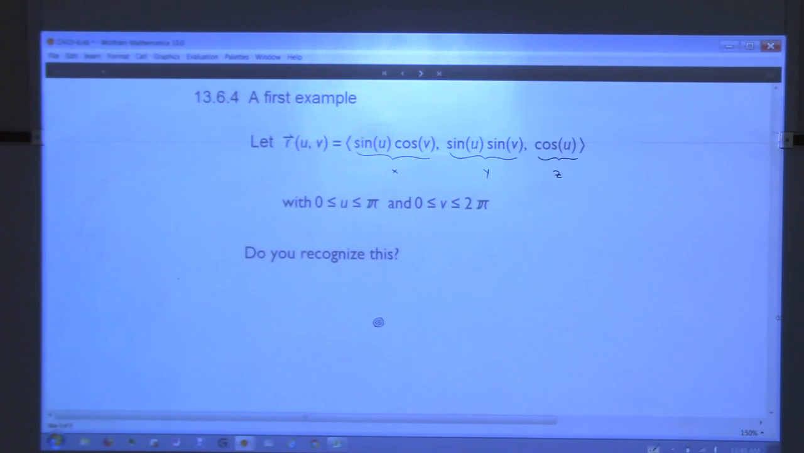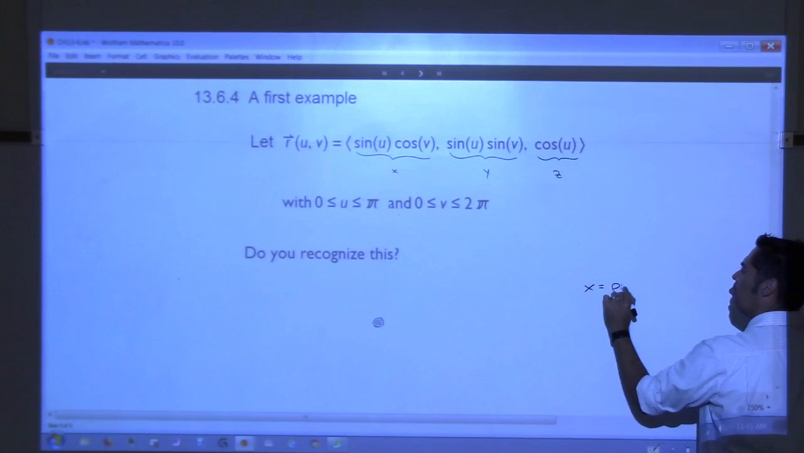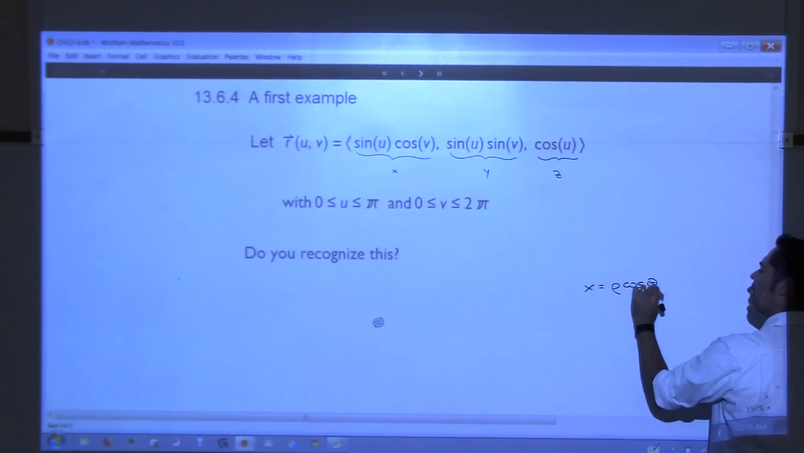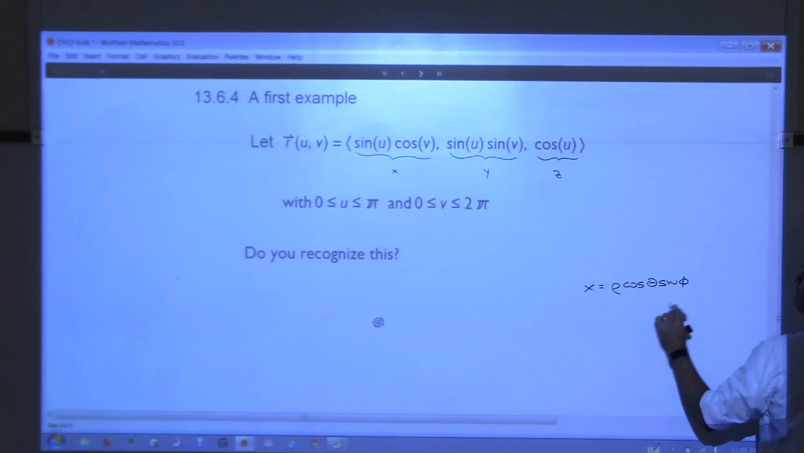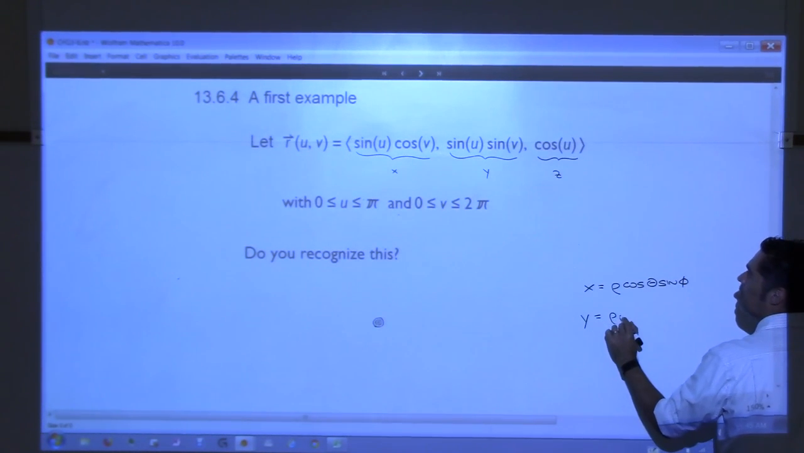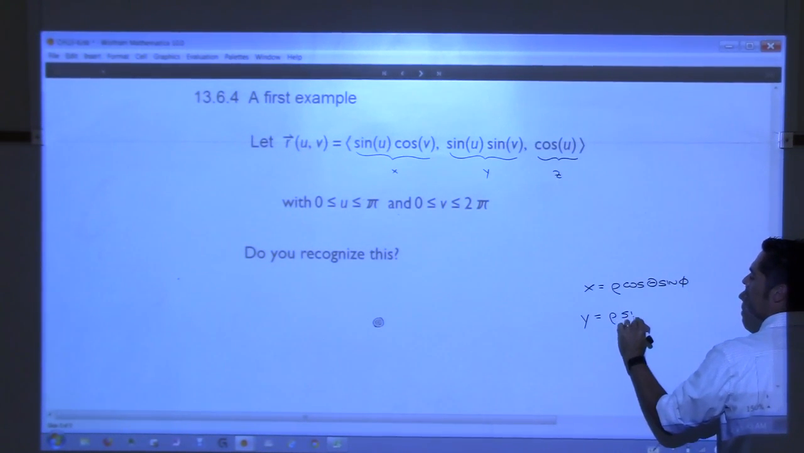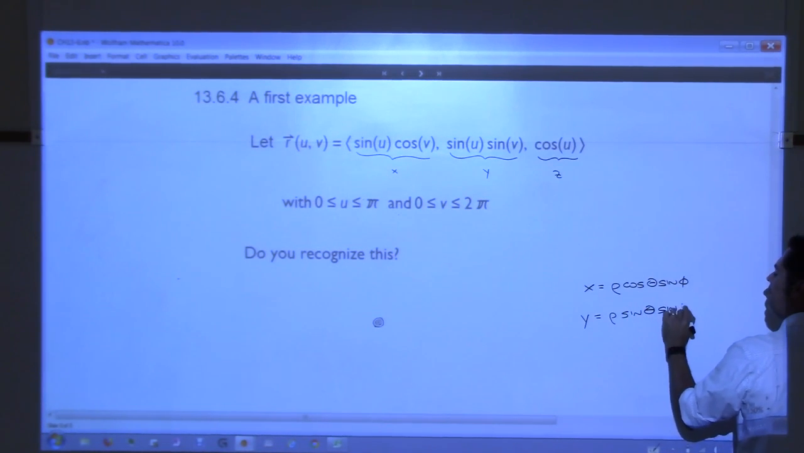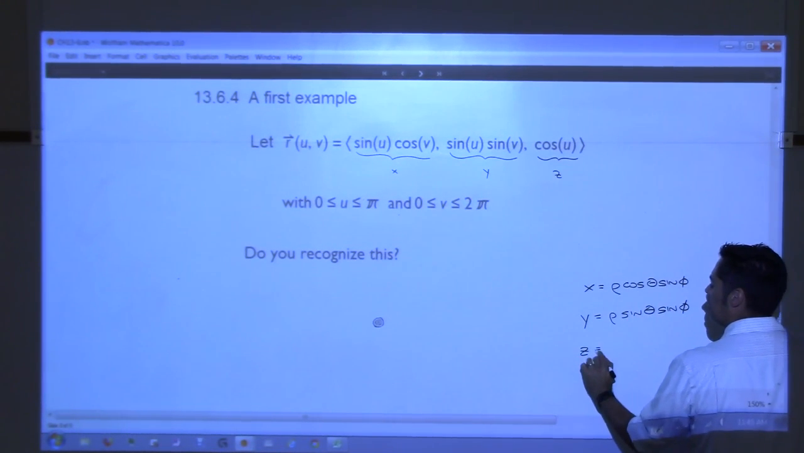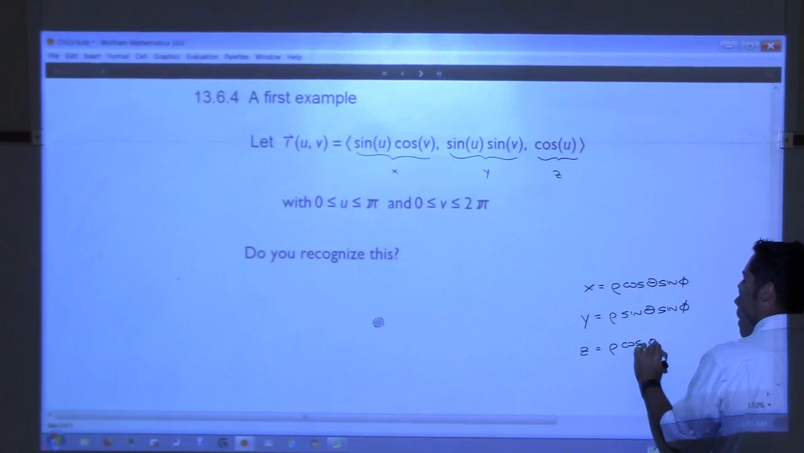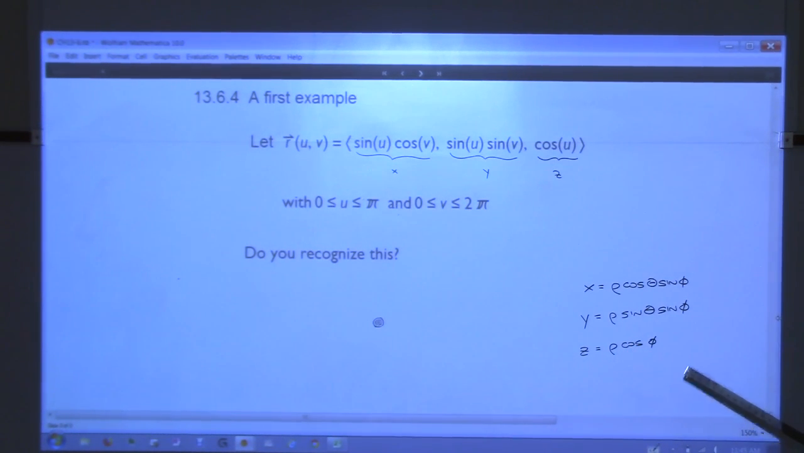You remember what the substitution was? It was x is equal to rho cosine theta sine phi. y was equal to rho sine theta sine phi. And then z was equal to rho cosine phi. Do y'all remember that? Spherical coordinates. This is what we did. And we had some restrictions. We had theta between 0 and 2 pi.